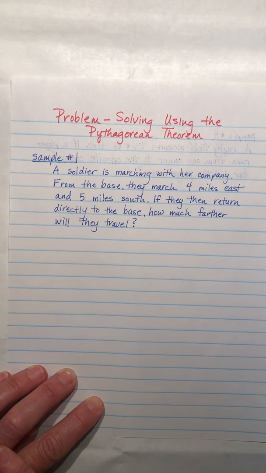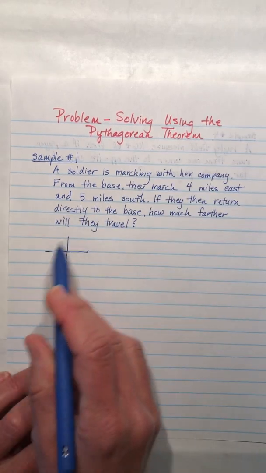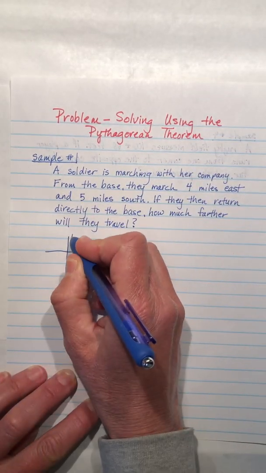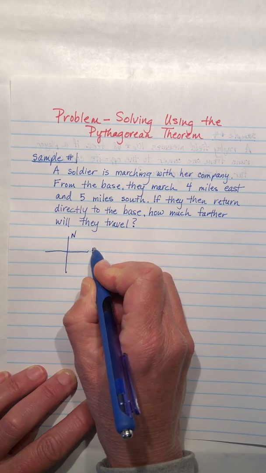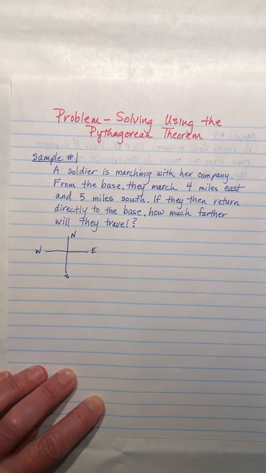A soldier is marching with her company. From the base, they march 4 miles east and 5 miles south. If they then return directly to the base, how much farther will they travel? So the first thing when I have these direction problems is I'm going to make a little compass rose. So I've got north, east, south, and west.